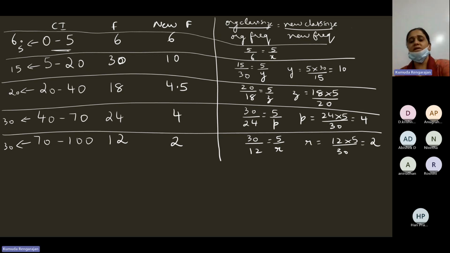So you can show the working like this. I've created another column to show the working, and I've written the formula right on top. You can show the working to your teacher like this. With the help of these new frequencies, you should make the histogram. We'll roughly make the histogram now.